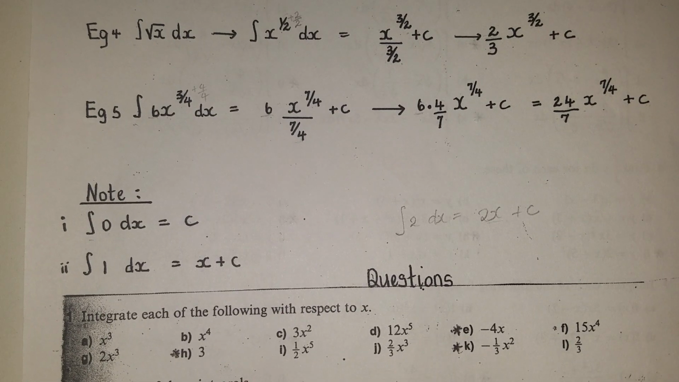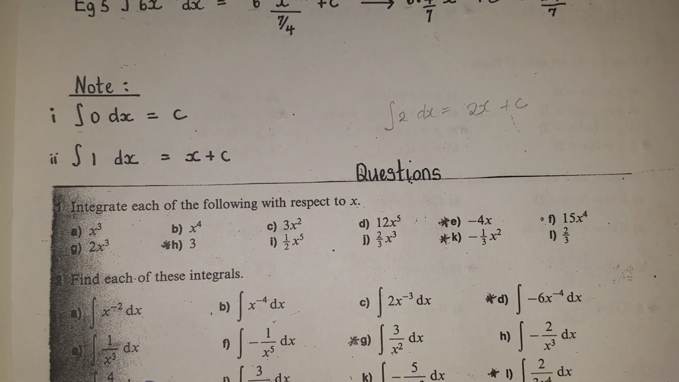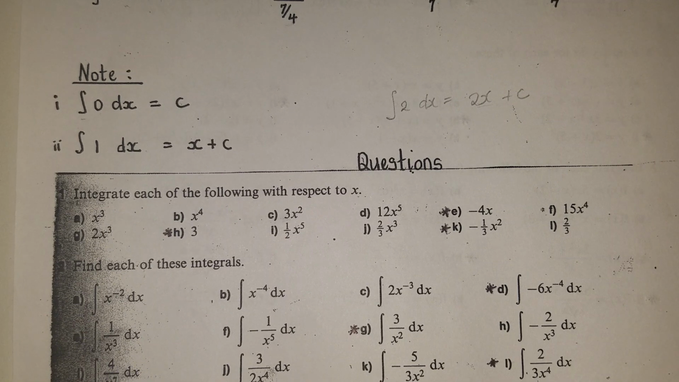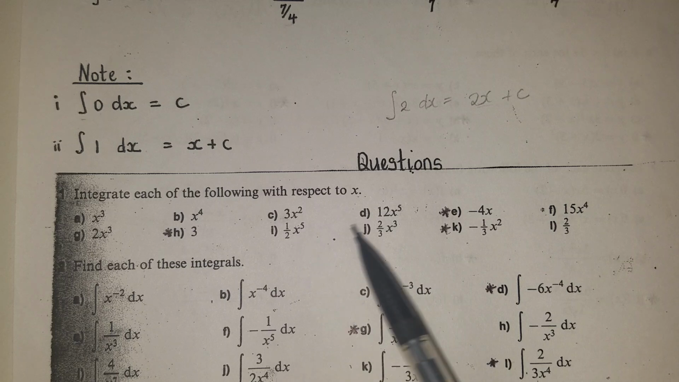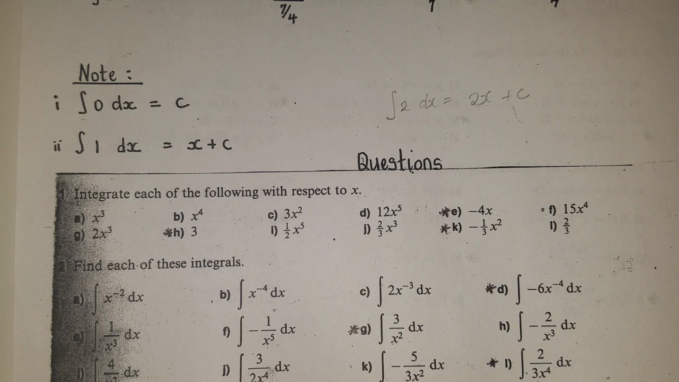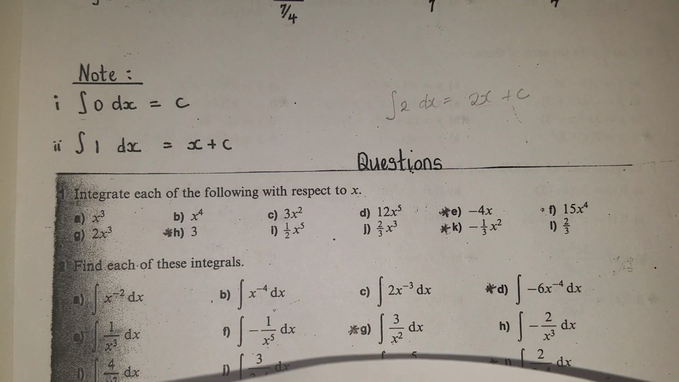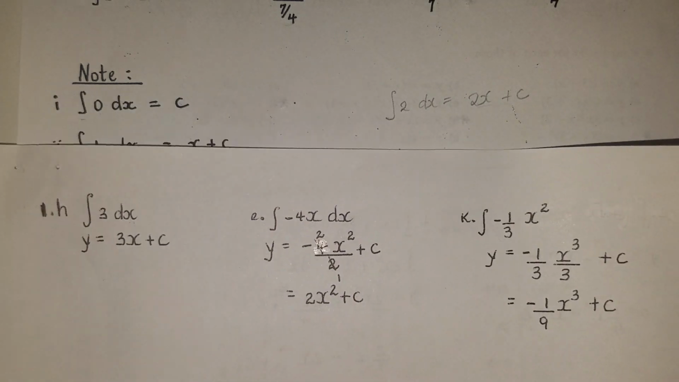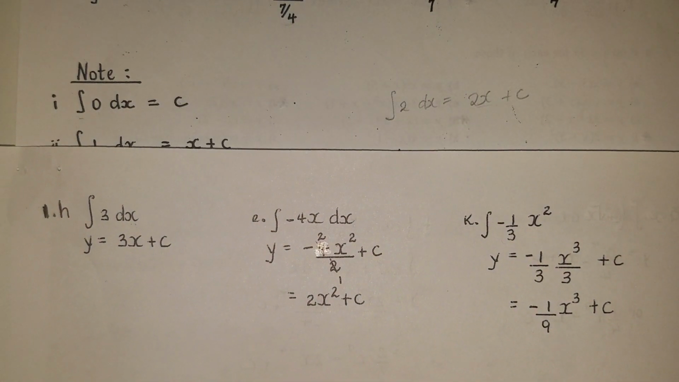Now, what we have next are some questions from an exercise. We won't be doing all of them. I put an asterisk at the questions that I chose: from number 1, I chose E, H, and K. I have them done on this paper and we're going to go through them.